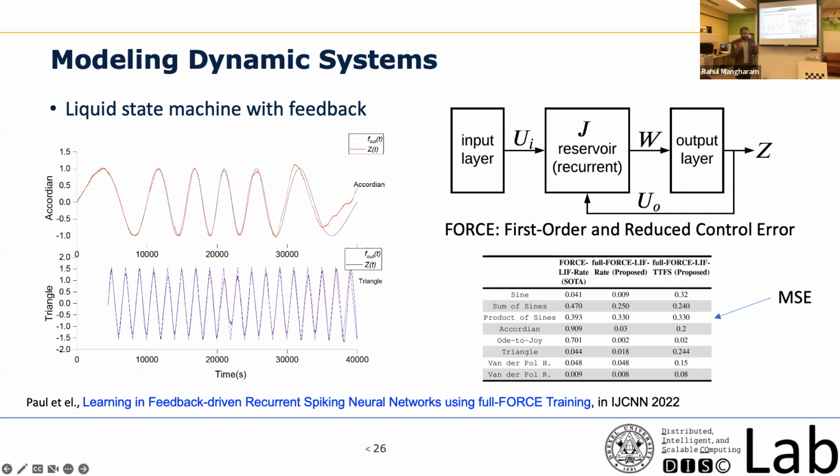Typically, a recurrent network is very difficult to train. When I say recurrent network, you can call it an echo state network. I'm not talking about LSTM, but echo state networks are those where you have an input layer, a recurrent layer, and an output layer.